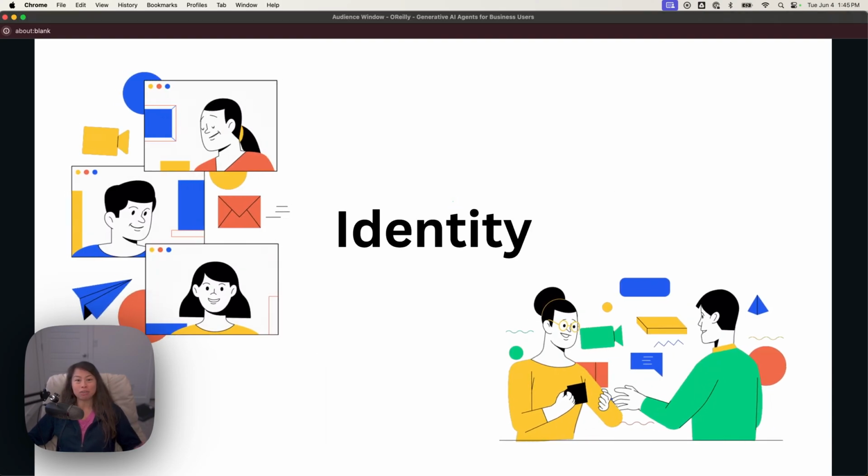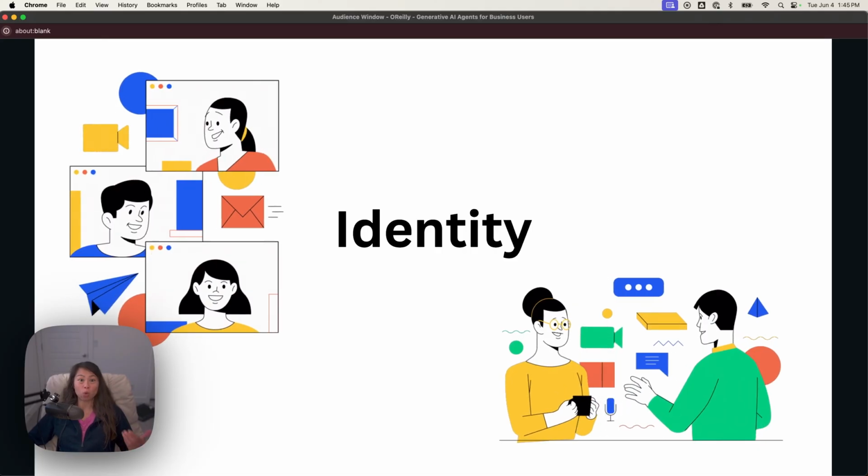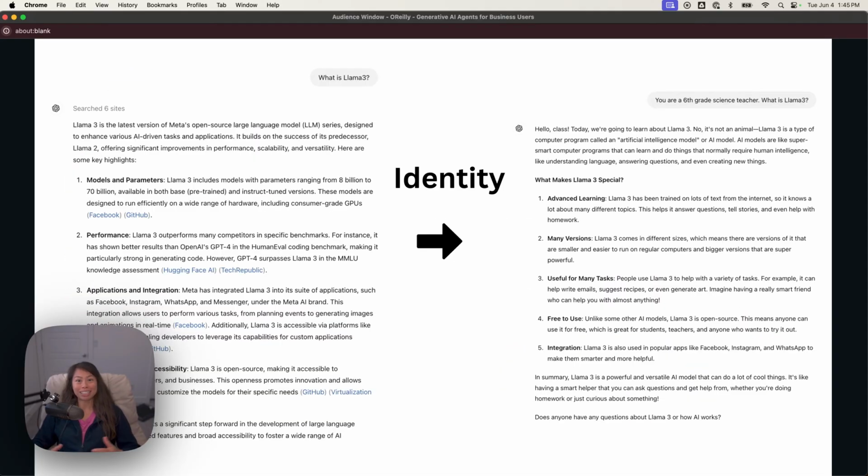The identity you give an agent directly impacts the quality of its answers. For example, let's compare these two prompts and answers. The first prompt on the left-hand side is simply, what is Llama 3? No additional identity or context is given to ChatGPT. And you can see the answer, it leans more towards the technical side. It contains quite a bit of technical detail that would be hard to understand if you're, for example, a sixth grade science teacher teaching sixth graders.